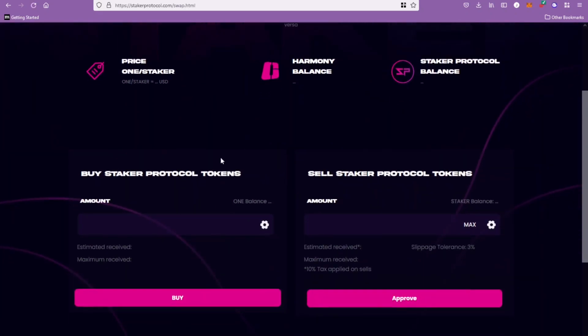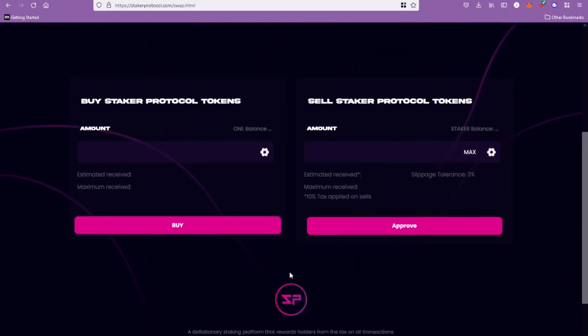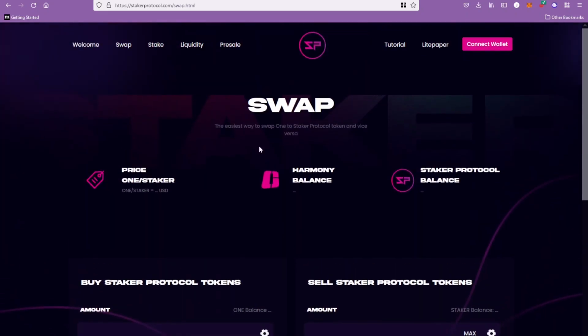So moving on, this is the swap. This is where you'll be able to buy and sell the Staker tokens, which are the native tokens of this protocol. Now, in the majority of this ecosystem, taxes are going to be 10%. They're going to be 5% on compounds, but the rest of it, buy, sell, stake, unstake, that kind of stuff, is all going to be 10%. So it's all pretty similar to drip, really, in that sense.